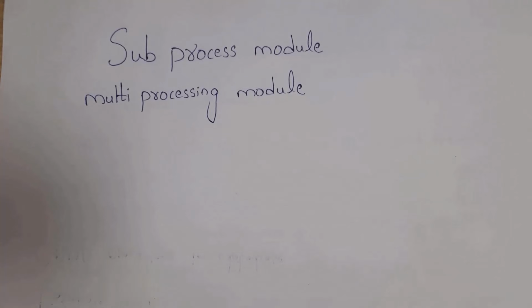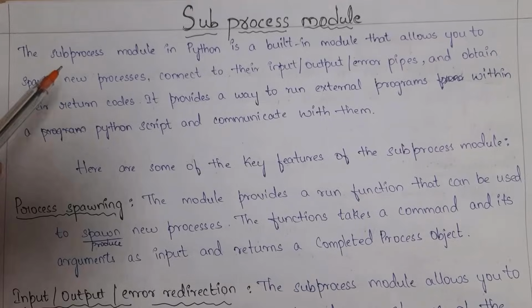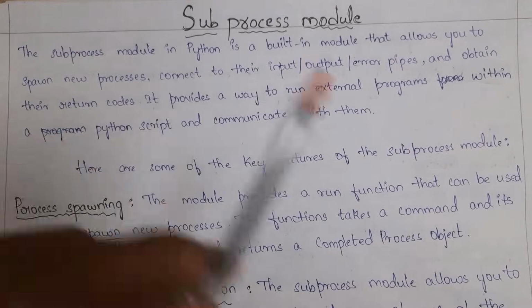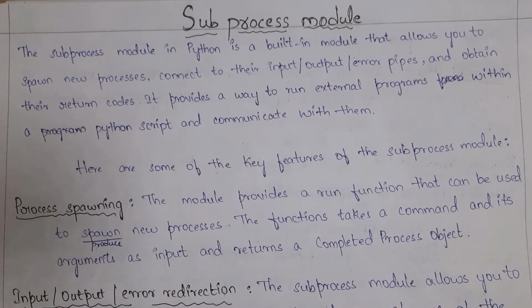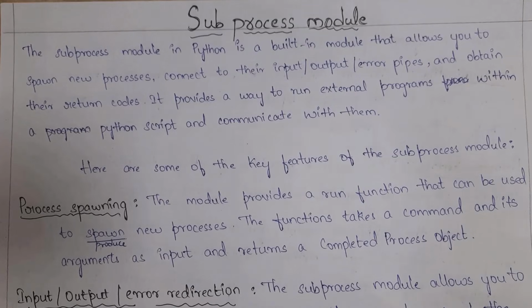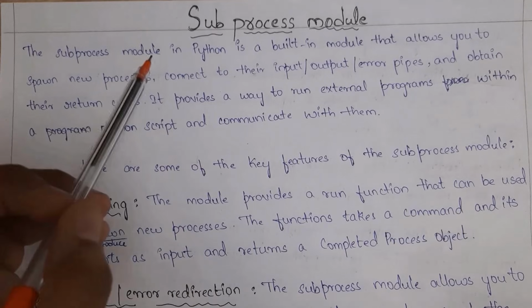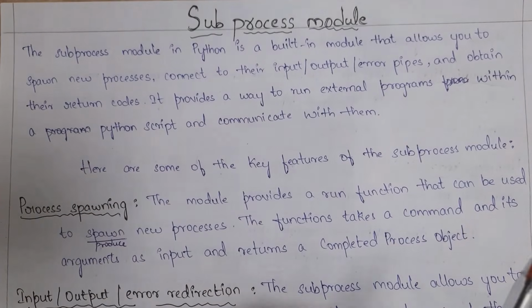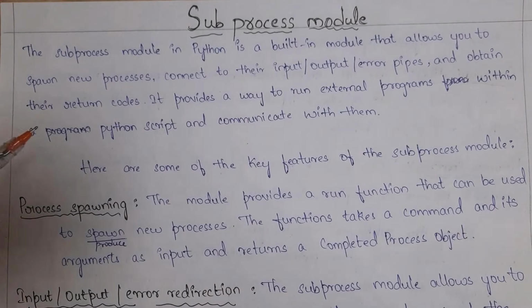Next I will explain what the subprocess module is. This subprocess module in Python is a built-in module, that is nothing but this module is already present in Python. There is no need to install it separately. Just by using the import keyword you can import this module and use it. And this module allows you to spawn new processes. That is nothing but we can execute new processes by using this module, and we can connect to their input, output, error pipes, as well as obtain their return code.